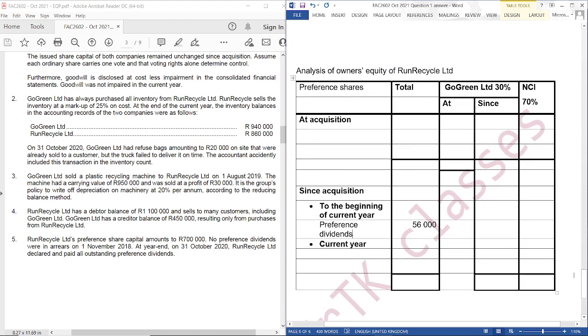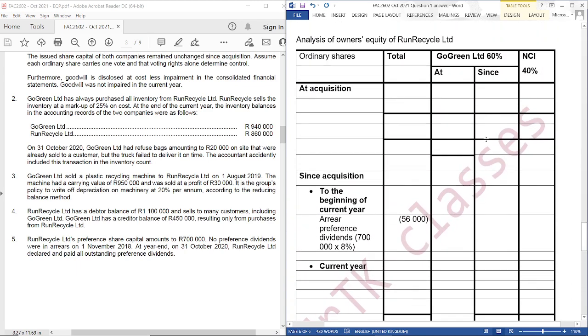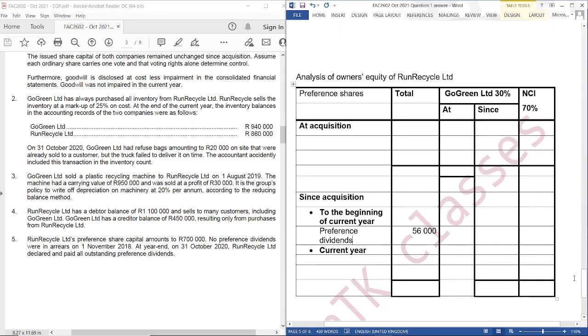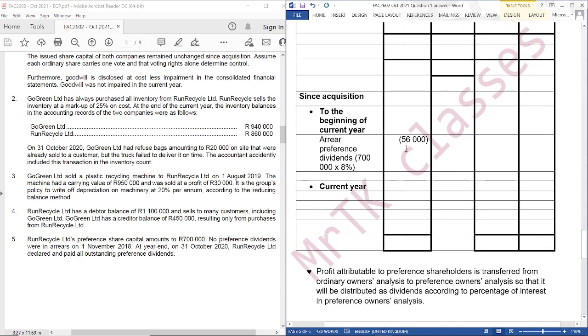And we want to declare dividends in this table for preference shareholders, right? So we should take out the profit from this table and bring it here. Then we'll be able to declare dividends, right? So this was for the previous financial year.